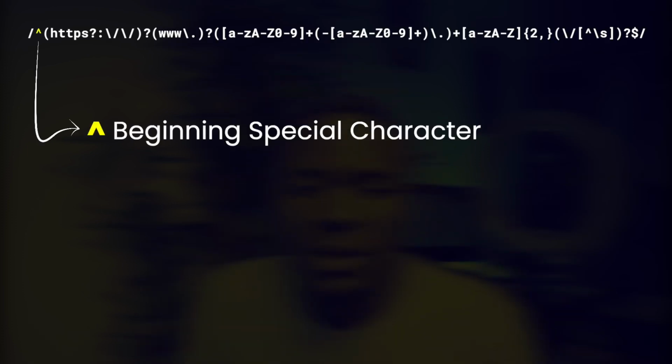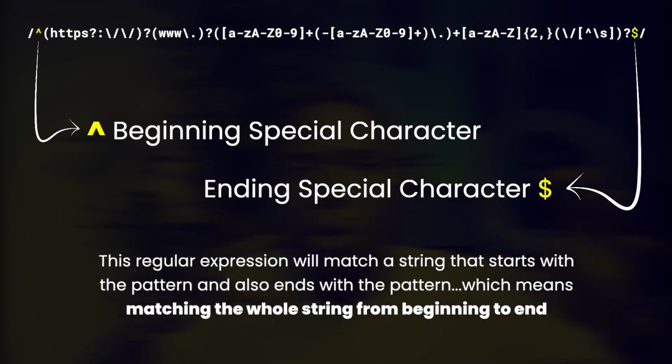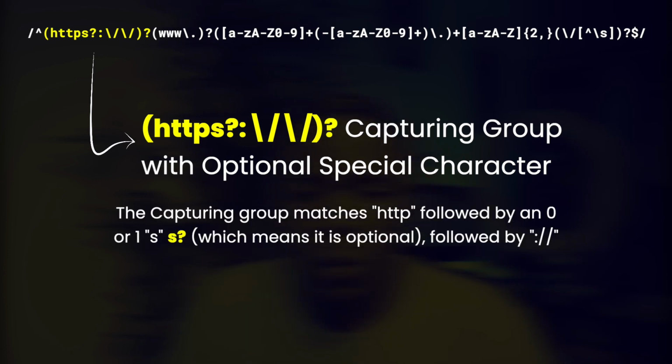Okay, so in this regular expression, we have the caret symbol at the beginning, which is the beginning special character, and we have the dollar symbol at the end, which is the ending special character. So this means we're trying to match a whole string that begins with the pattern and ends with that same pattern. After the caret symbol, we have a capturing group, and you can see the capturing group is created with the opening and close parentheses. And then we have HTTPS with the question mark. The question mark here is the 0 or 1 special character, which is the optional special character. And what this means is match HTTP with 0s or match HTTPS with 1s.